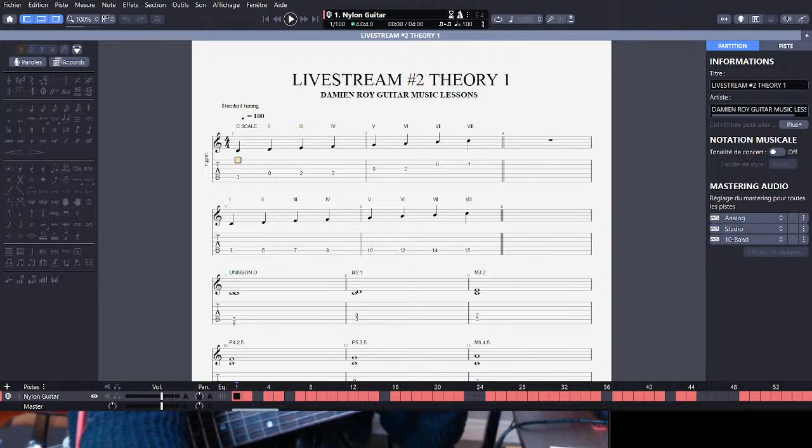Okay. So I think we could start here. Do you have any questions, first of all? What do you know about theory? Nothing? Well, do you know the difference between a melody and a chord? A melody would be, for example, like Au clair de la lune.